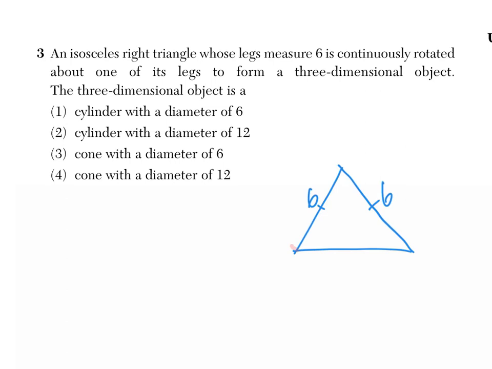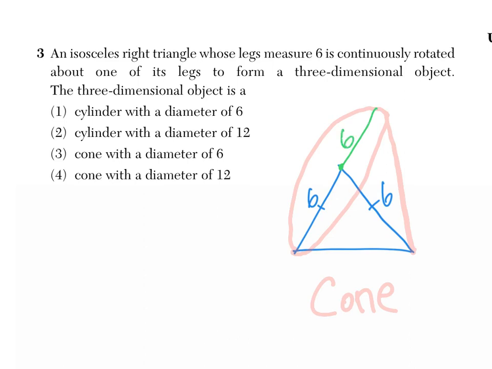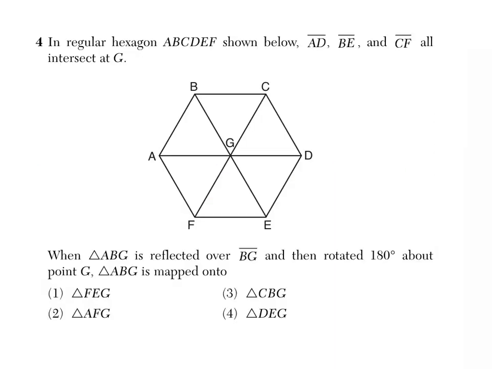And so this leg is going to be spinning around. Okay, great. And what shape will this form? Well, the 3D shape, of course, it's going to form is a cone. That's pretty obvious, right? But what about the diameter? Well, if we extend it from here to here, we know that 6 is the radius. When we double it, the new diameter is 12. So the correct answer is option 4, a cone with a diameter of 12. Let's take a look at question 4.